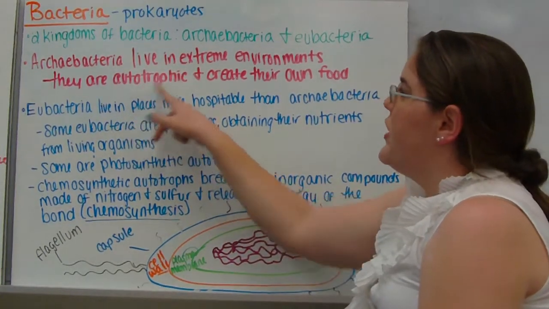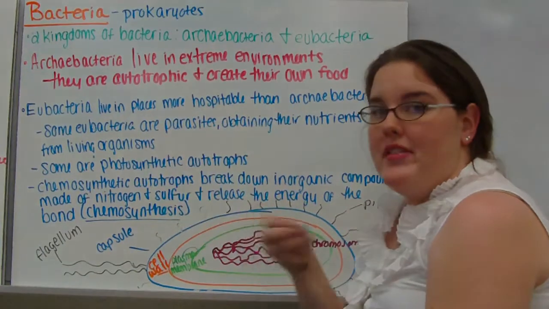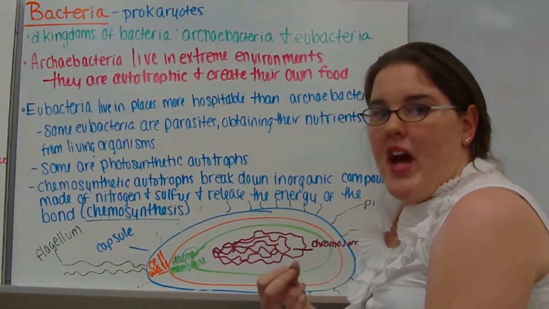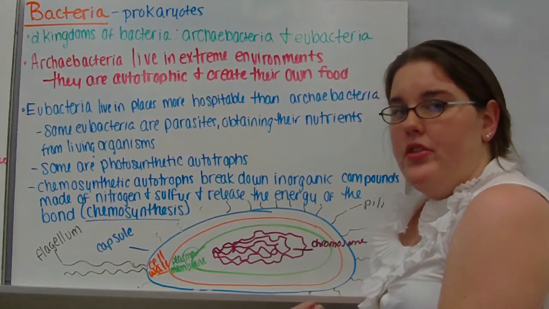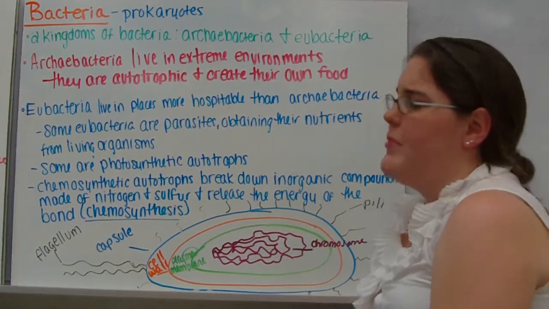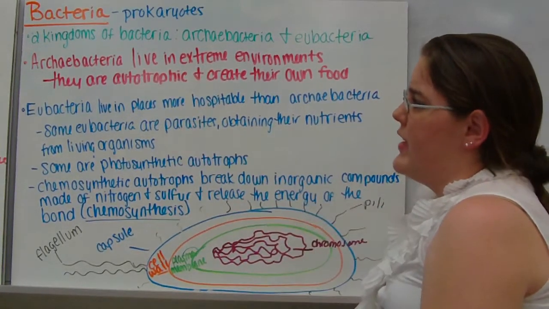They are autotrophic and create their own food, which means that they create their own food from some type of environment. Some of them can even release things like methane and contribute to greenhouse gases present in the atmosphere. Again, that's going to be the archaebacteria.